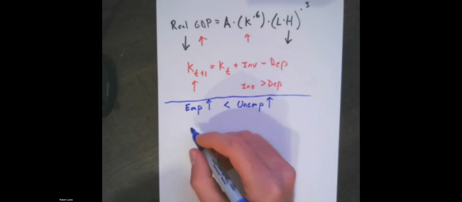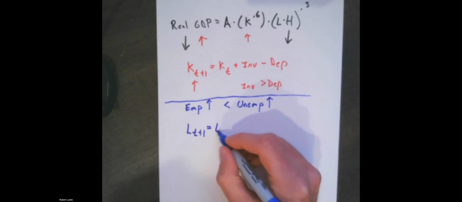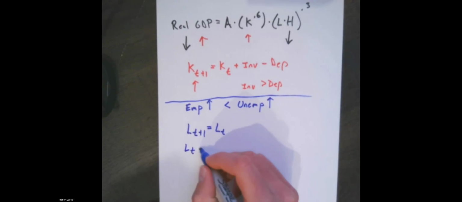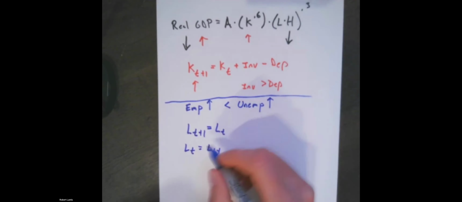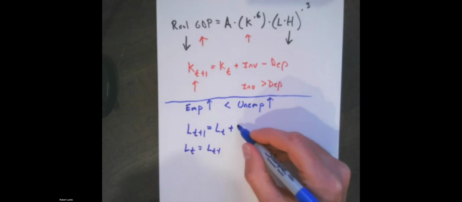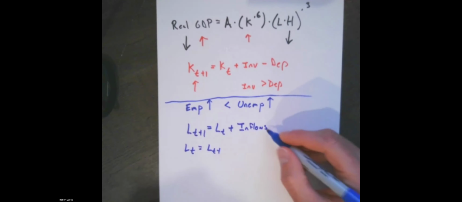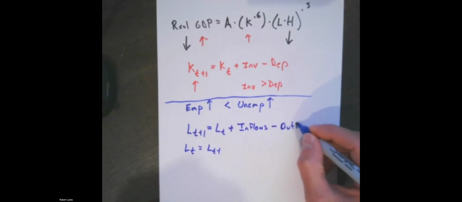Similarly to what we did for capital, my labor in the current year would be whatever the previous year was. And if you wanted to, you could rewrite this as L_t and L_{t-1}. And then it's going to be plus my labor inflows, the number of new people becoming employed, minus my labor outflows.